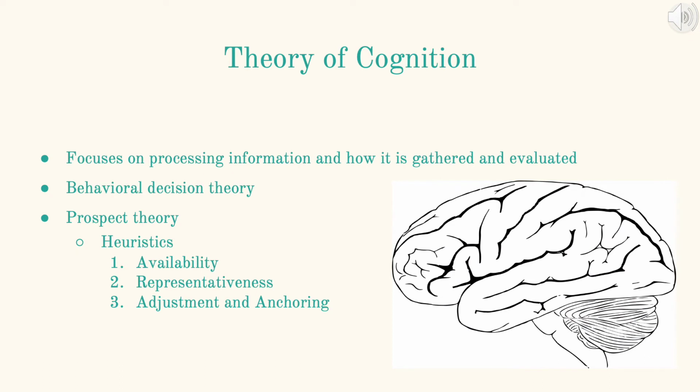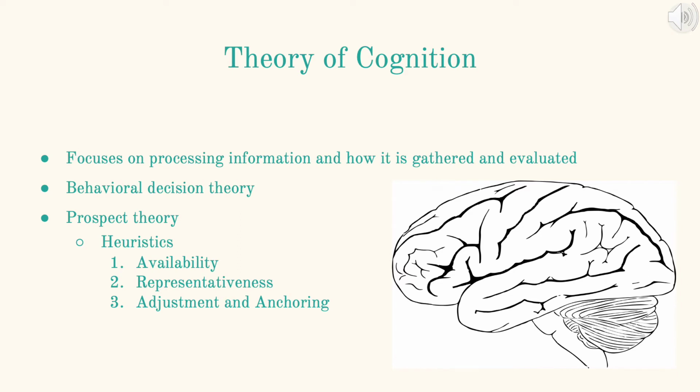The theory of cognition is about human processing information and how we gather and evaluate it. It's like the behavioral decision theory, which is people using cognitive shortcuts and preferences when processing information. Because of our inconsistency, prospect theory explains that we give value to our options from gains and losses. This theory introduces heuristics, which is just another cognitive shortcut.